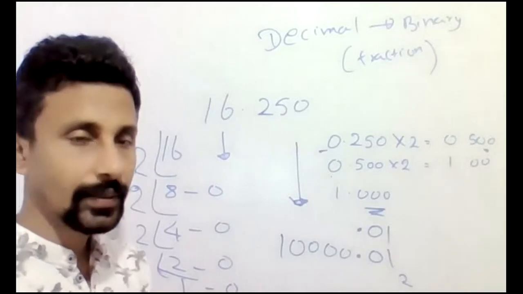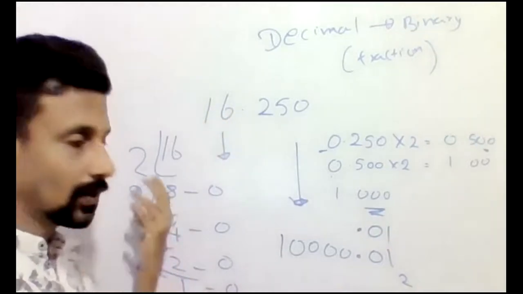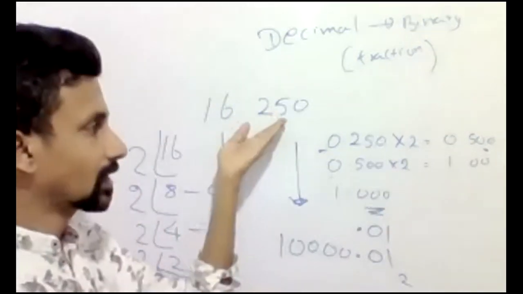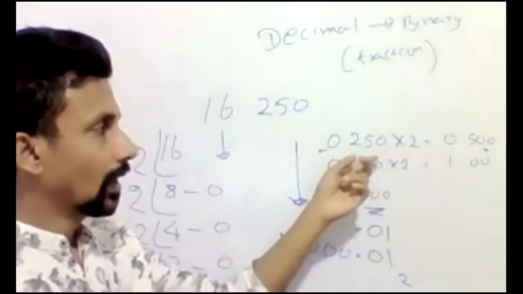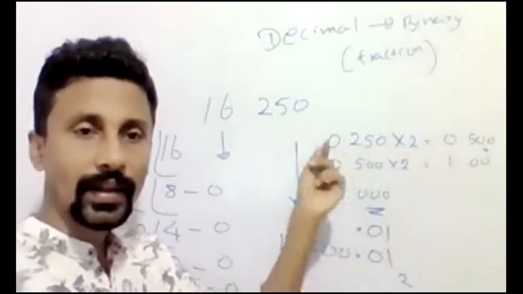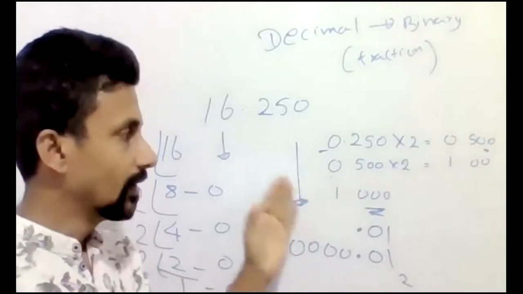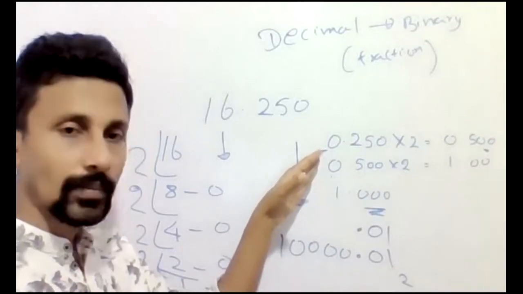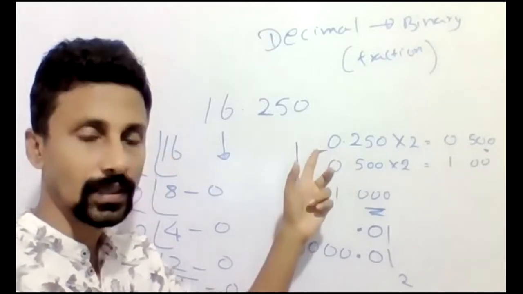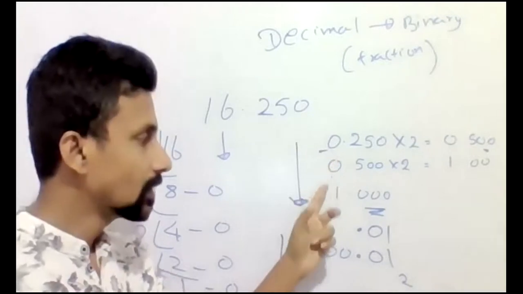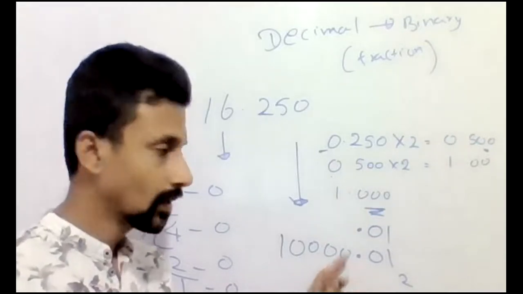I will explain it again. When you get a fraction, the whole number part you can divide by 2 and get the answer. Then the fraction part you have to multiply by 2, and you have to multiply until the fraction part is 0. Then write down the answers from top to bottom. You are not taking the original part. You are taking 0 and 1. So your answer will be 10000 dot 0.01.